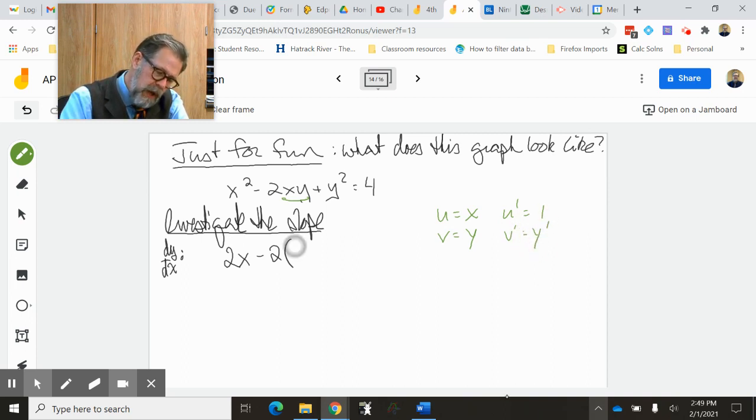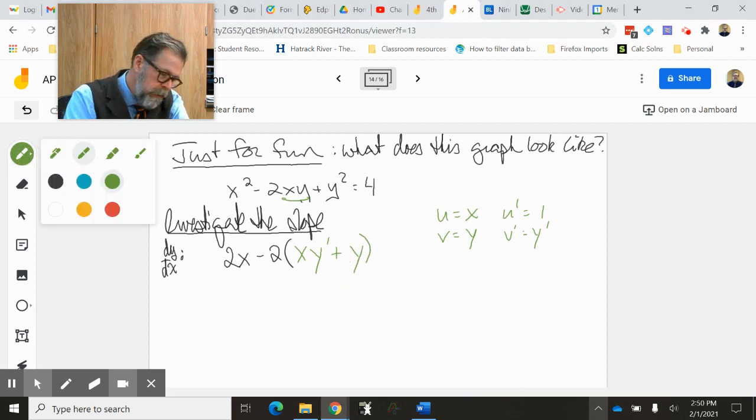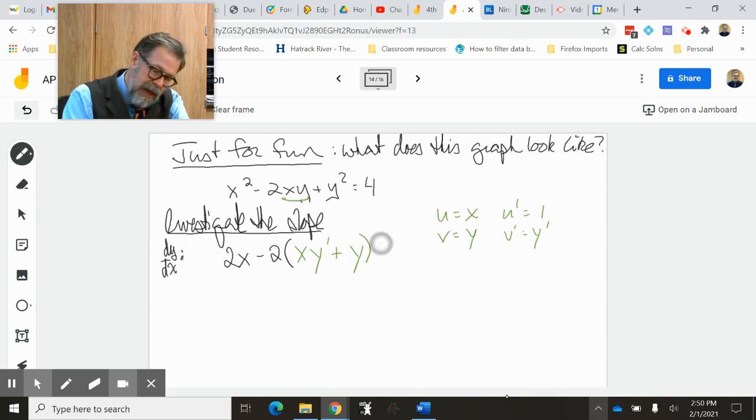And so this becomes u dv plus v du. So x times the derivative of y plus y. And then we've got 2y times the derivative of y equals the derivative of 4, which is 0. I always do that.